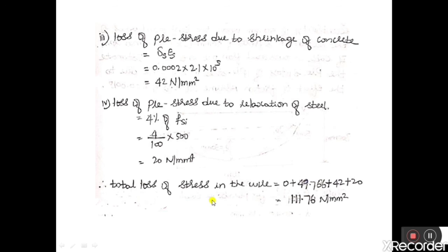Therefore, total loss of prestress in the wire or in the cable is equal to 0 due to elastic shortening, plus 49.766 plus 42 plus 20, which is equal to 111.76 Newton per mm square. So this is the second case, total losses in the cable.